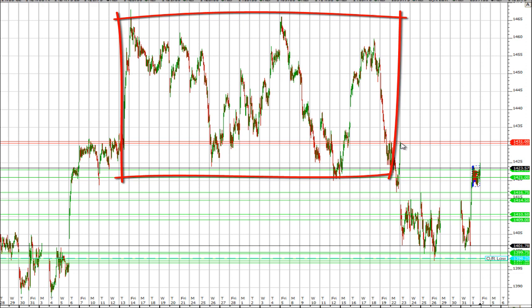So that's why this is significant. This was what took us out of this, and this is the area where it started, this move began, and the sellers took control.